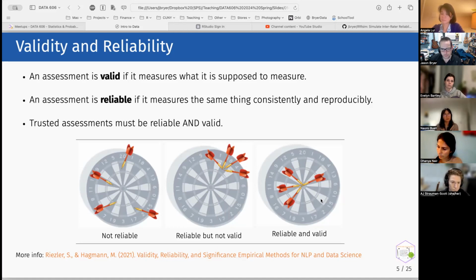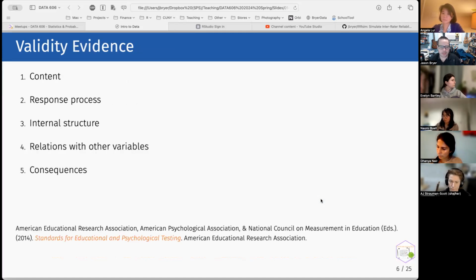Okay, so in order for an assessment or a measurement to be valid, we need it to be reliable and valid. Now, in terms of validity, this tends to be an ongoing process, and there tend to be these 5 pillars or forms of evidence for validity.